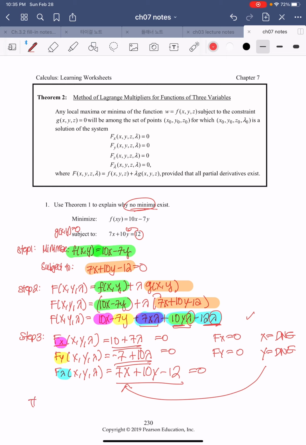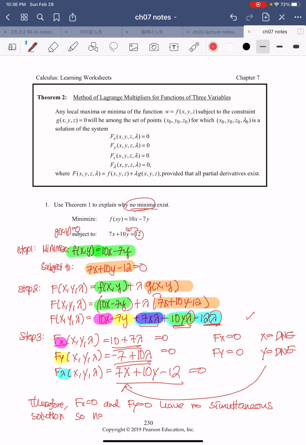Therefore, f of x equals 0 and f of y equals 0 have no simultaneous solution.